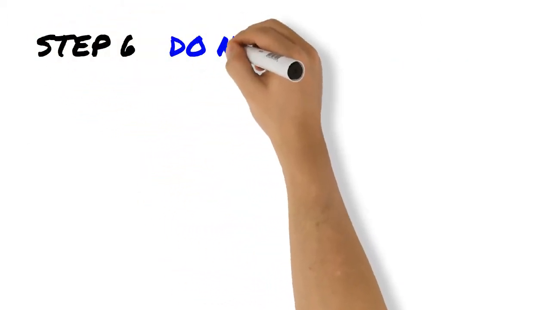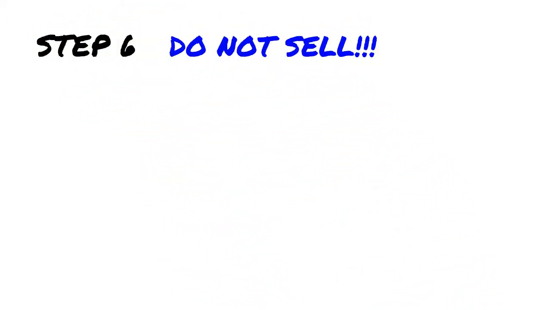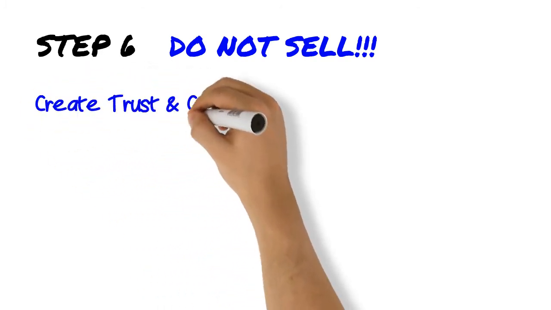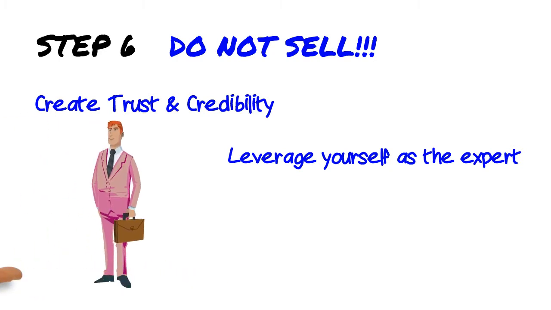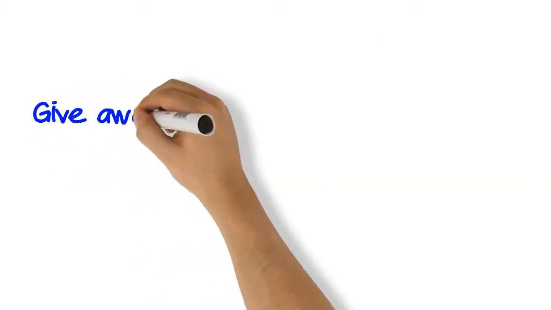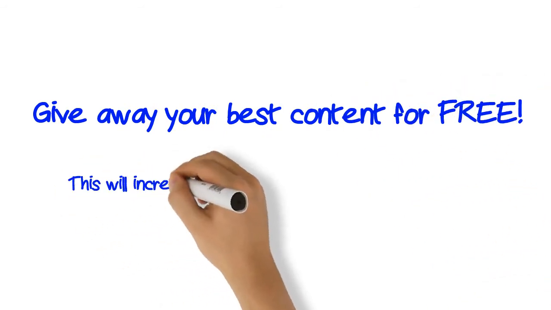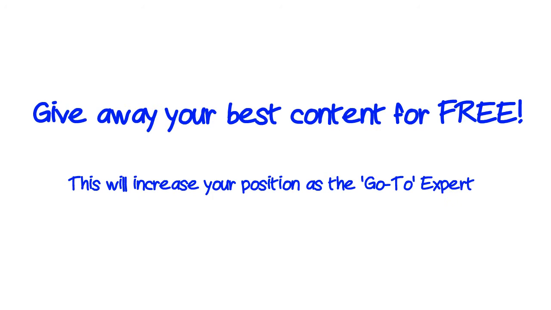Okay, step 6. Remember, this is a value-added campaign. Do not sell. Your whole goal here is to create trust and credibility, to leverage yourself as the go-to expert. If you come across like a used car salesman, which is what a lot of chiropractors sound like, you will kill any chance of creating a relationship with this potential practice member. Do not sell. Give away your best content for free and keep giving it away. This will increase your position as the go-to expert when your target niche wants quality information.